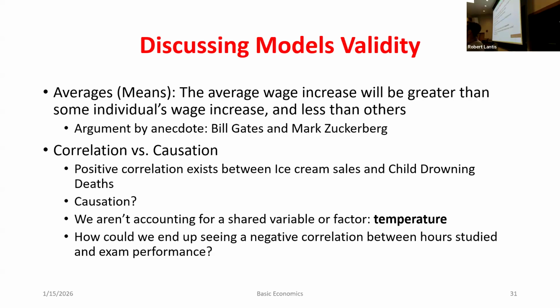Do you think anyone would argue that ice cream is causing kids to drown? Right? No. It's that there's an outside factor that's causing both of these to be higher, which is when it's hot, people buy more ice cream. And when it's hot, people are more likely to be swimming. And subsequently, we have more drowning deaths.